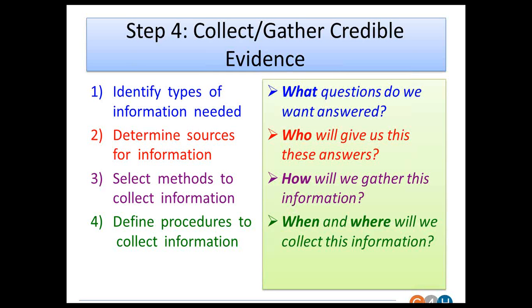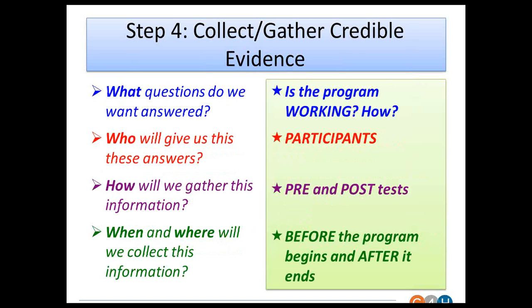In step 2, in terms of sources of the information, aka who will be providing the answers to our questions, we should decide if all participants or only some of the participants will be given the pre and post test. For example, if your program takes place over 6 sessions, you may want to specify that only those who have attended at least 4 of those sessions will be tested, because that way they've participated in the bulk of the program. How we gather information, sub-step 3, is through the pre and post test.